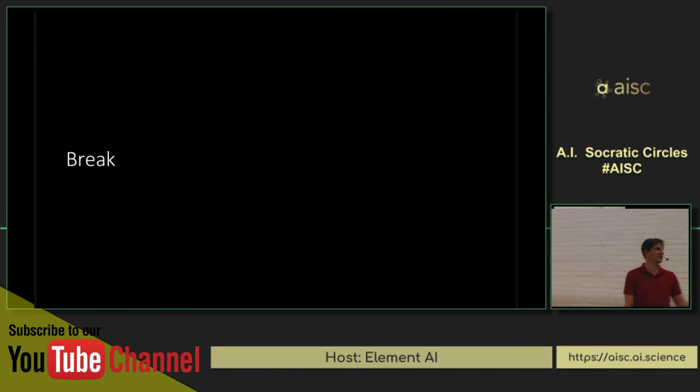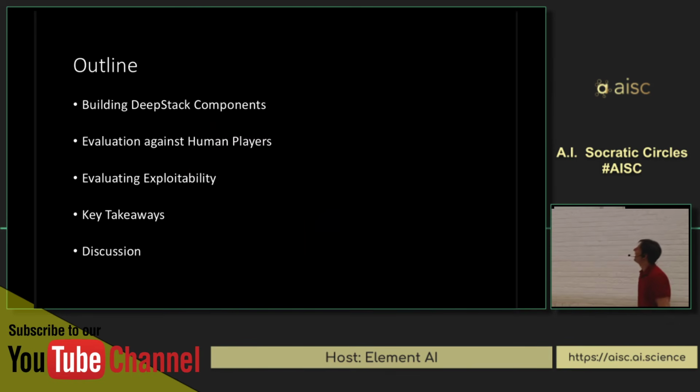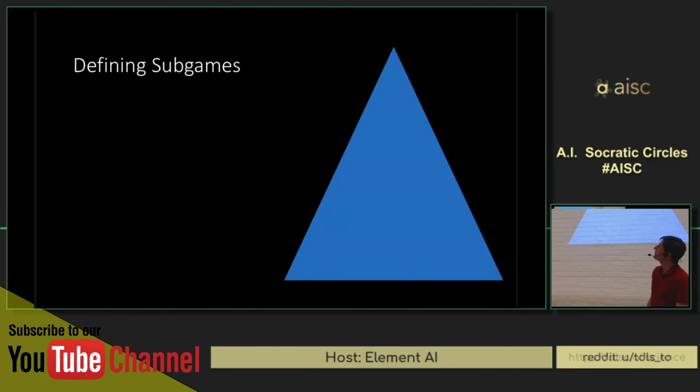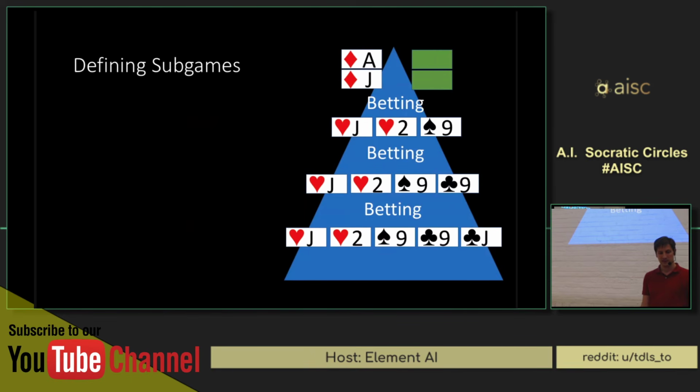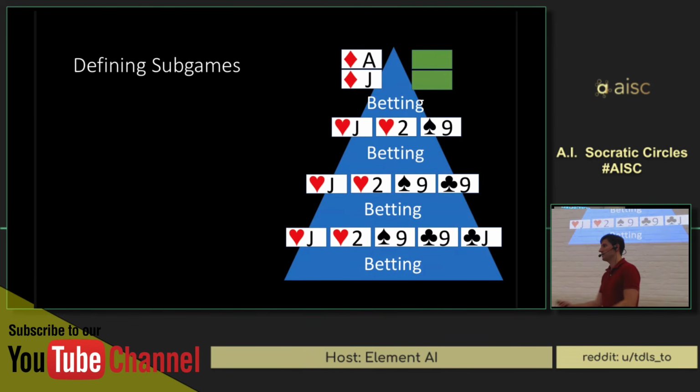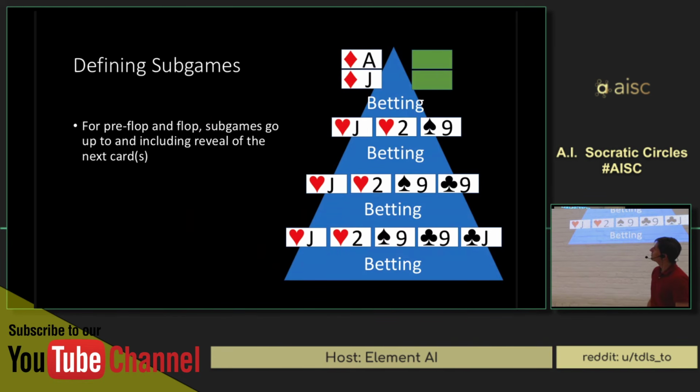Yeah. All right. So let's talk about building the component. I was going to do a recap. Essentially, you get 2 cards, then there's a round of betting, then 3 cards come out, betting, another card comes out, betting, another card comes out, betting, and you're at the end. The way they're going to do the subgames is not the way you would think of it in chess, where you say I'm going to look 5 steps ahead. Instead they define clear breaks in the game.